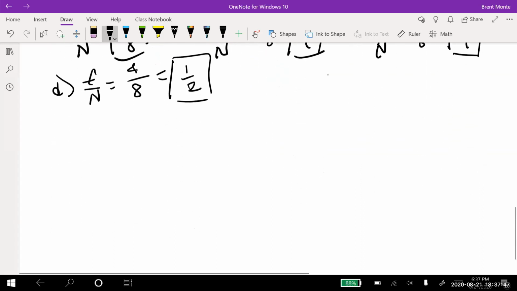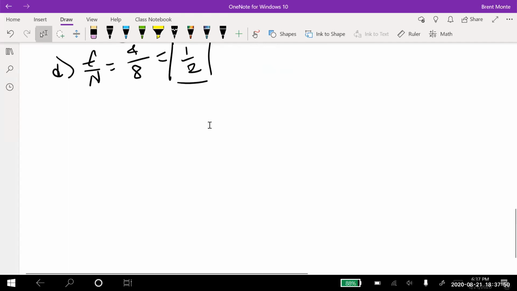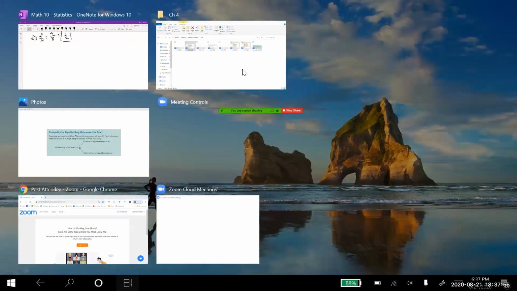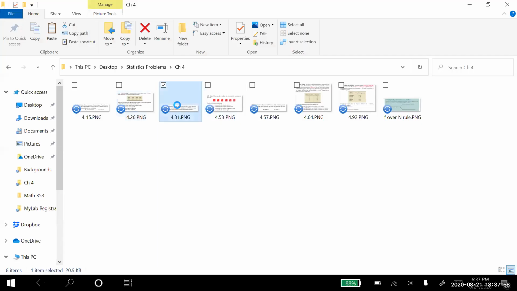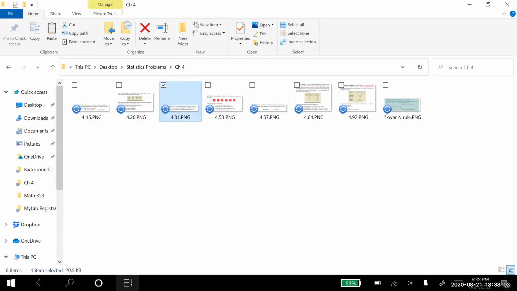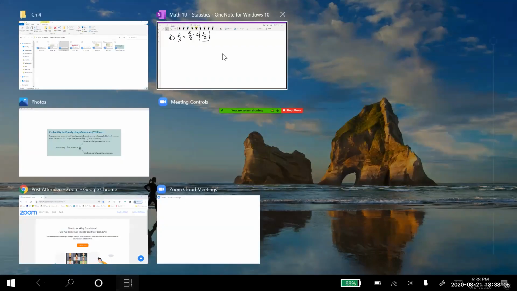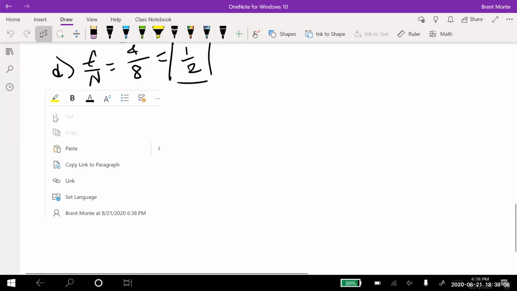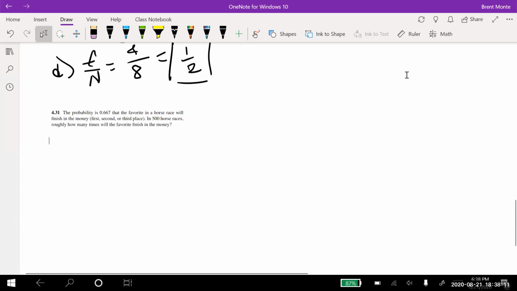We'll do one more problem in this section just to get another idea, and then we'll jump into the next section. Let's look at problem 431. There it is. All right, let's see. So we'll paste that one in there, about here. It says the probability is 0.667 that the favorite in a horse race will finish in the money, meaning the horse finishes first, second, or third place. In 500 horse races, roughly how many times will the favorite finish in the money?